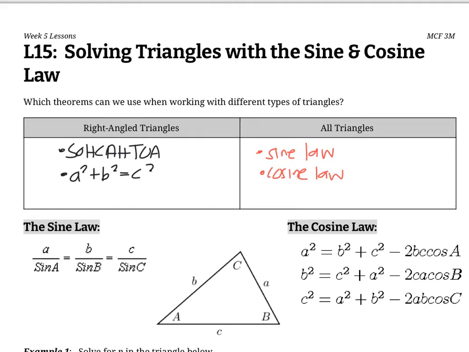Sine law and cosine law will work for all triangles, including right angle triangles. However, 99.9% of the time, if we do have a right angle triangle, SOHCAHTOA and the Pythagorean theorem are going to be much faster than sine law and cosine law. So we typically use these tools when we have a right angle triangle, but when we don't, we can use the sine law and the cosine law.